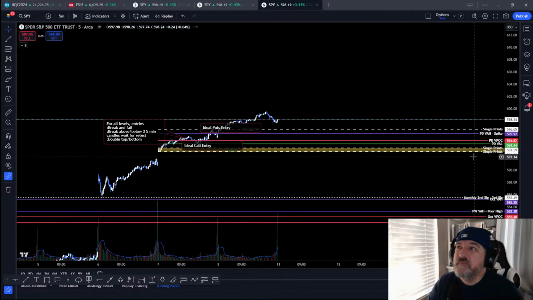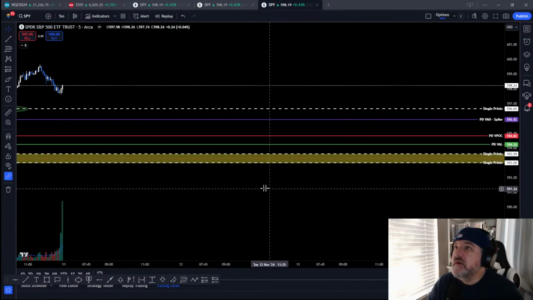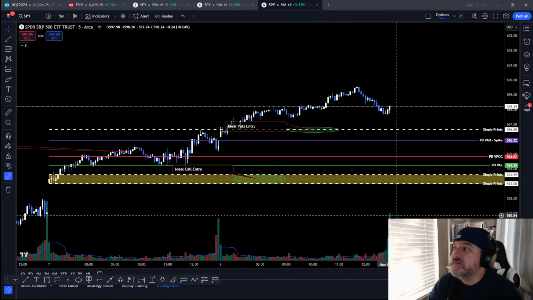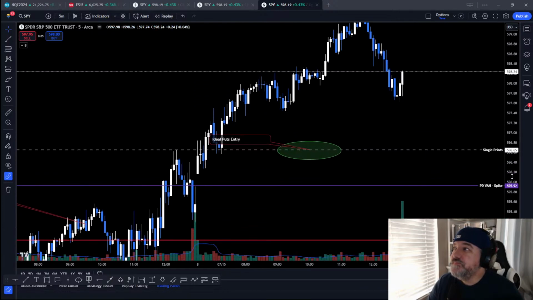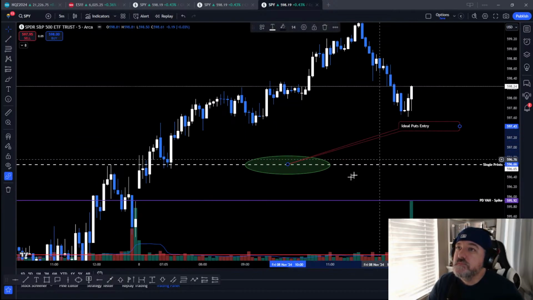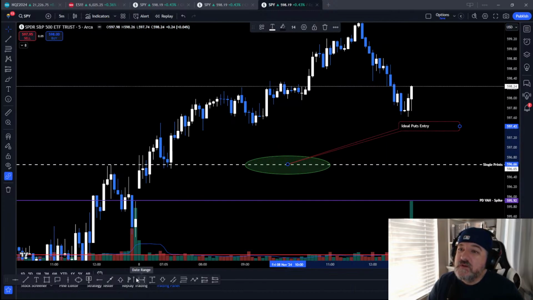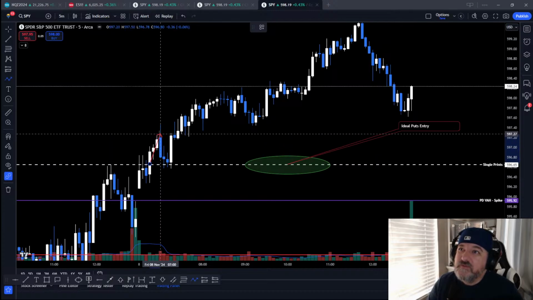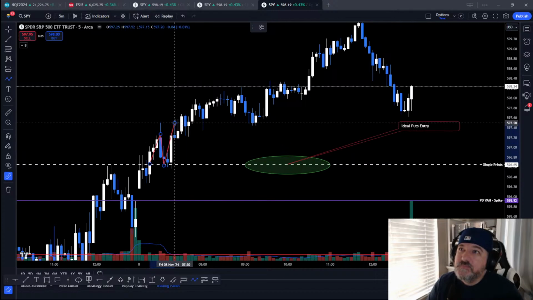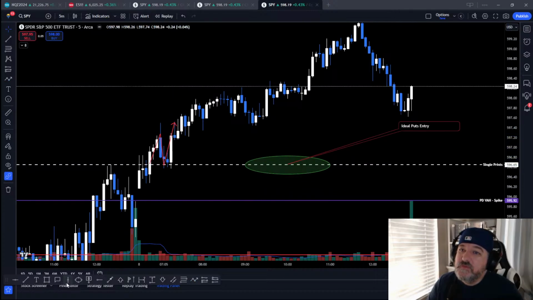Let's just quickly recap SPY. I think this was pretty easy and obvious for me, and hopefully you guys caught this. This candle here was our clean break, and then we got our 3 5-minute candles above. This was your retest, and so this was your entry right here for calls.